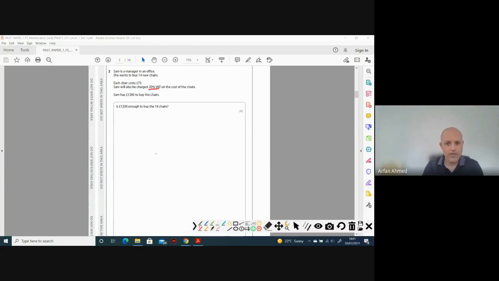So we're going to have to work out 20% at some point and add it on. Whether you do it at the beginning or at the end makes no difference. You'll still get full marks. I'm going to do it at the beginning. So let's say that 1 chair is £73. That's without VAT. Let's work out 20% of that.